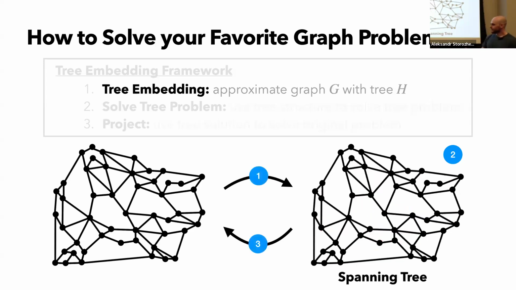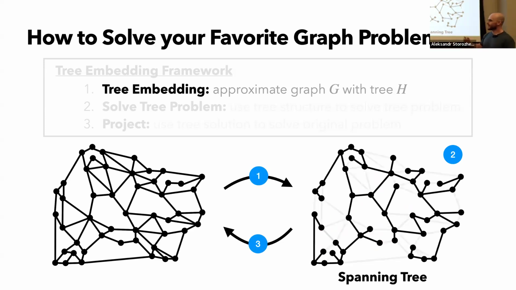On the other hand, and what I'll be talking about mostly today, are spanning tree embeddings, where the way you construct this is you throw away edges in your graph so that a tree remains. And in particular, the tree that you use to approximate your original graph is a subgraph of the original graph. Okay?